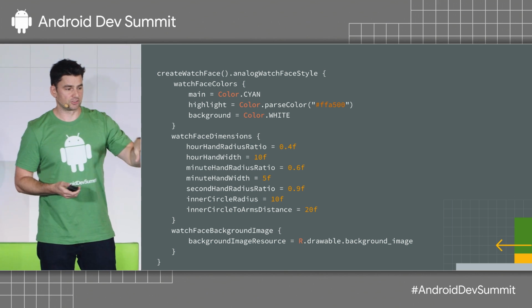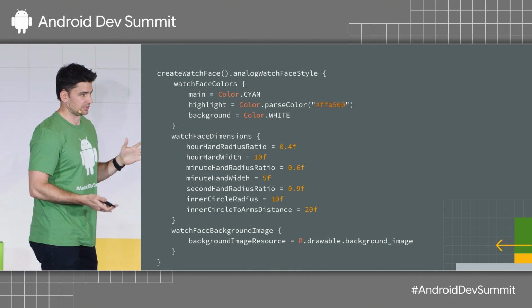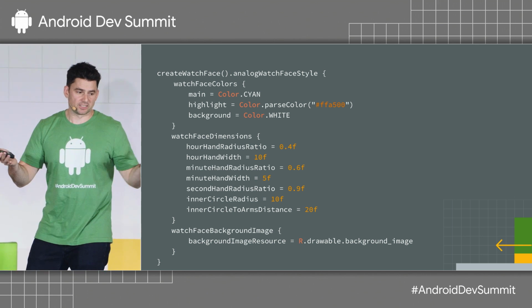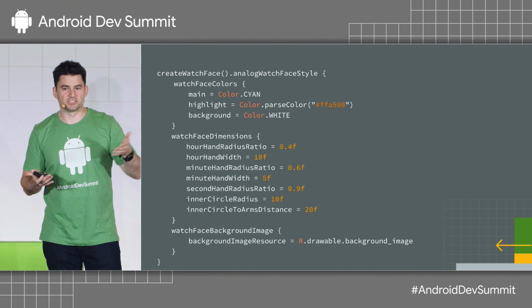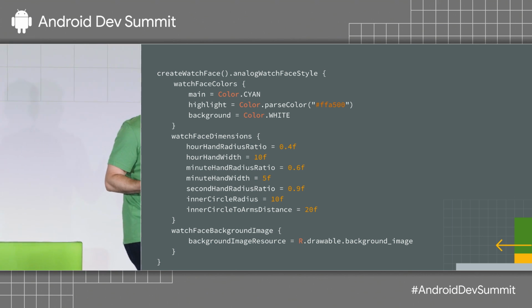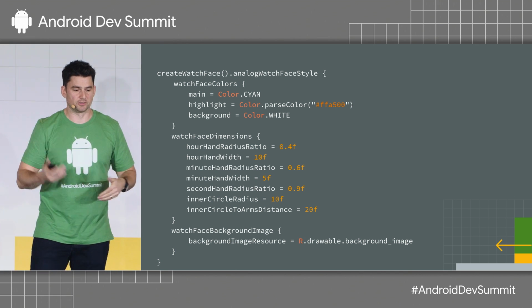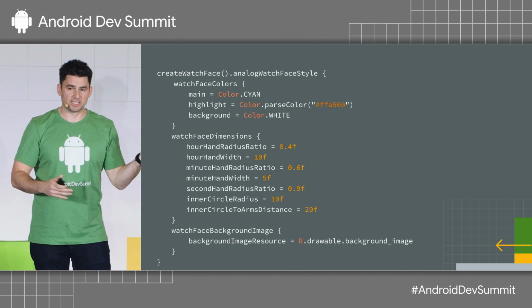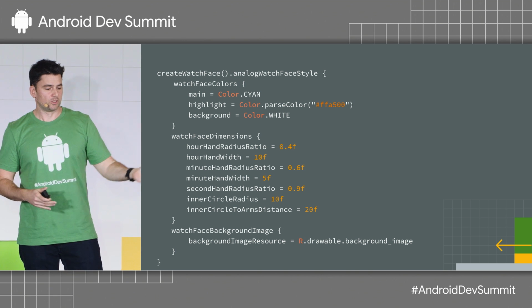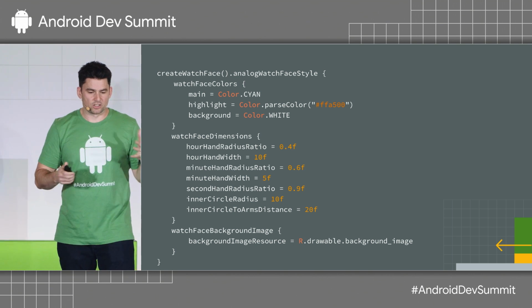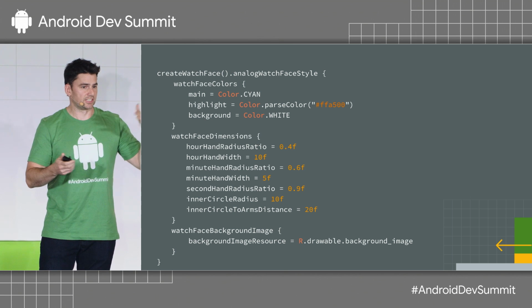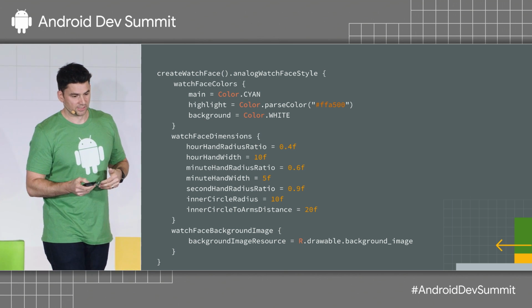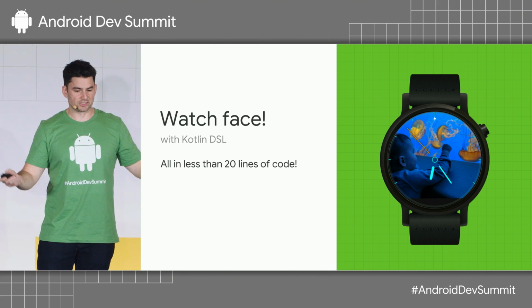So this is to create a watch face. You can see right away, create a watch face is the verb. But if you look at my structure, you may not know anything about making a watch face, but you can probably understand what's going on right away. Analog watch face, okay, it's not digital, so it has arms. Colors, okay, I can figure that out. The dimensions for the hand, the hour hand, the minute hand, the second hand, okay, I understand that. Watch face background image. So it's very declarative, so you can kind of understand right away. And this is all type checked, and I get code hints and all that good stuff. And in the end, I get this nice little watch face with no work.